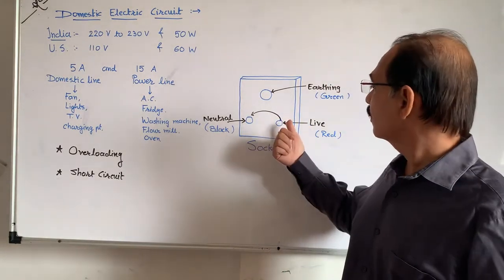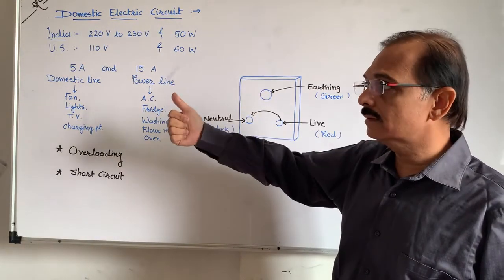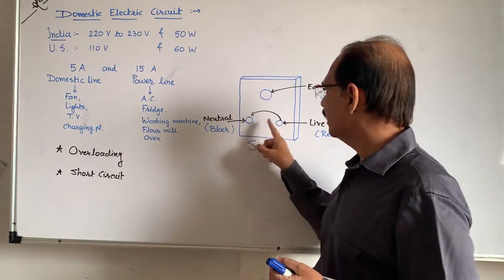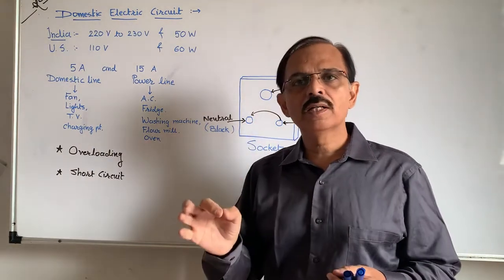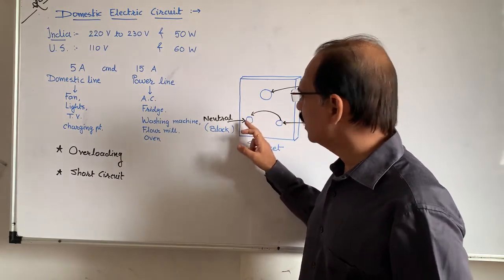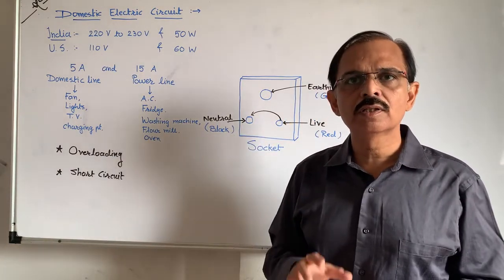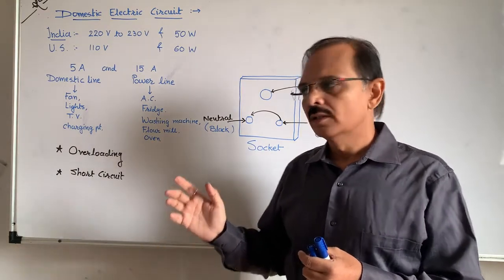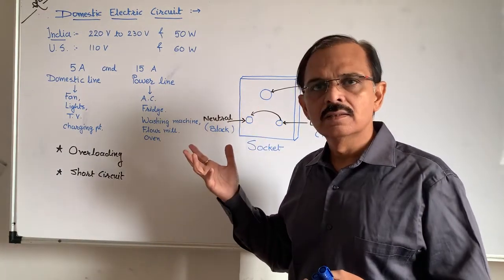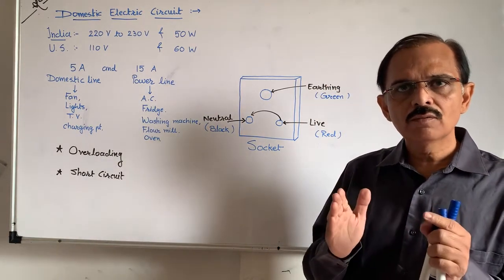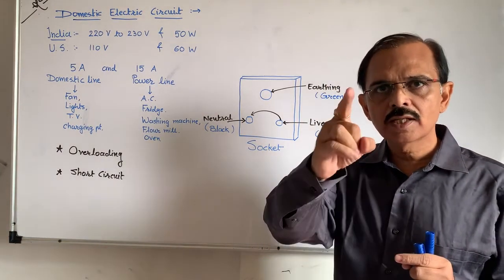Without passing from live to the appliances and then coming to neutral, it directly passes from live to neutral, so the circuit becomes short. High voltage current passes from one terminal to another terminal with high pressure. Because of this high pressure, a blast can occur, and this is known as short circuit. Okay, once again I repeat, you have to write it.